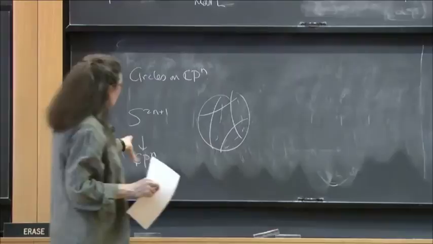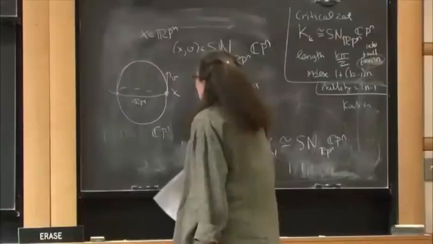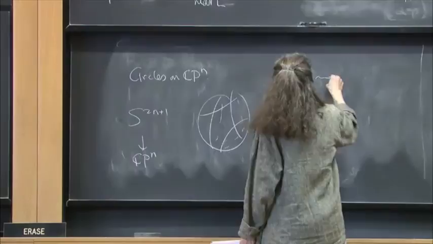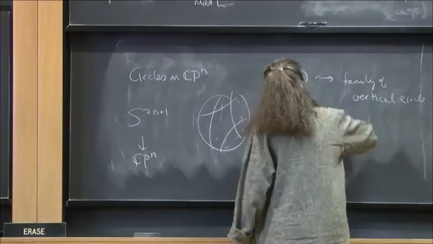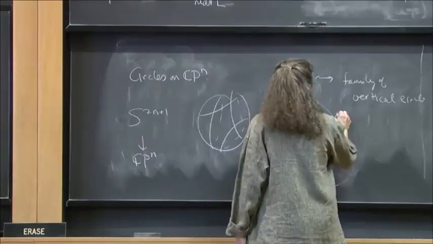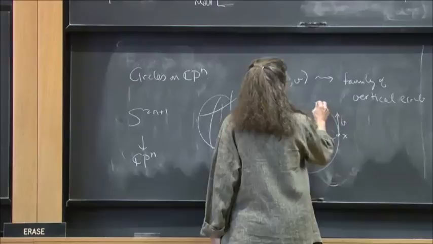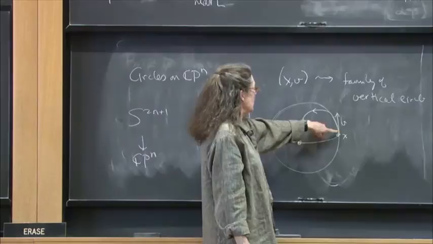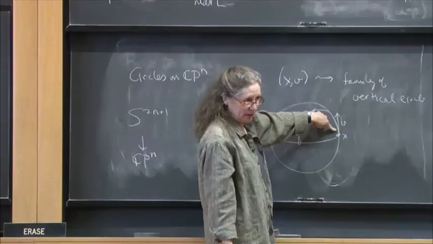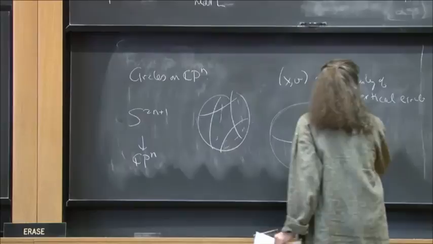Circles on CPN are, again, also circles on some CP1. And if we have a point X and a vector V, we get a family of vertical circles. So the vertical circles, once you have X and V, you get a CP1. Here's the CP1. Here's the X and V. And this family of vertical circles includes this one, which is the geodesic, but it also includes circles like this. These vertical circles begin at x, they go up, and they're called vertical because the initial tangent vector is perpendicular to this real projective space. So this equator is RP1.